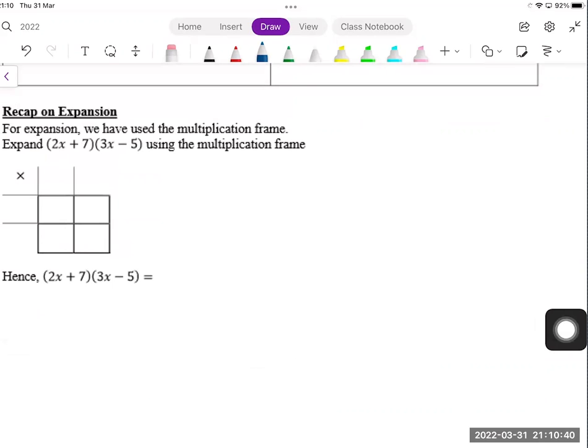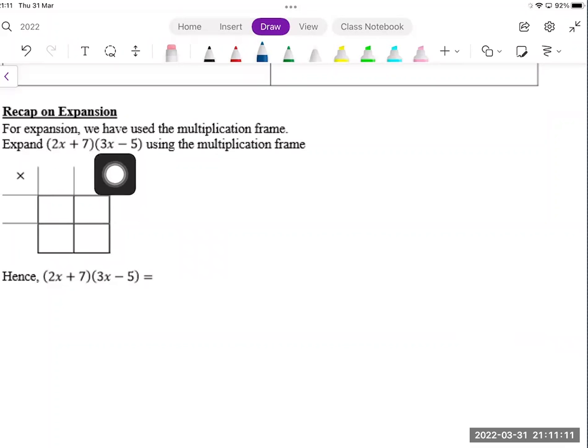In Sec 2, right before this, we learned expansion, and I thought you were using the multiplication frame. I said that the multiplication frame is important when it comes to factorization. You also learned the rainbow method. When you do the expansion, you can just do the double rainbow and get your answer. You need not do the multiplication frame. But when it comes to factorization, this is where we need to recap a little.